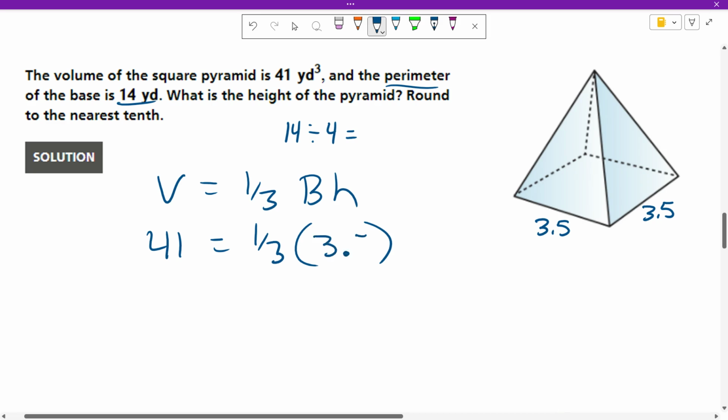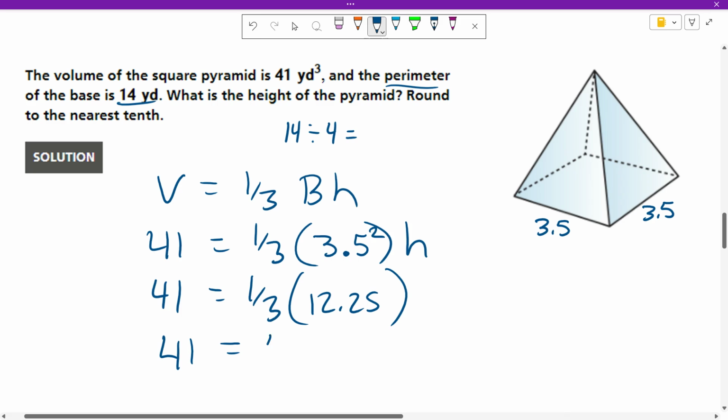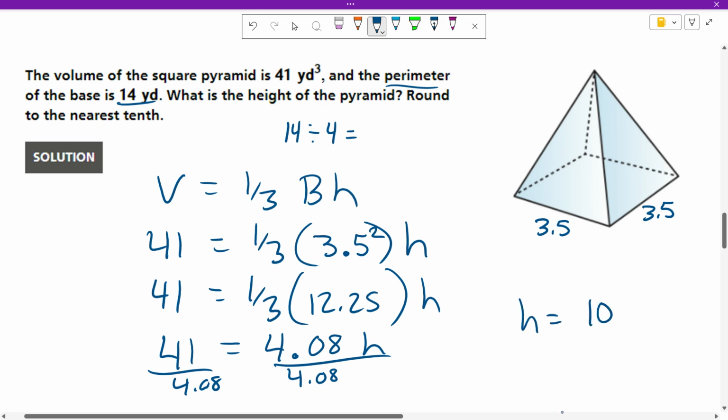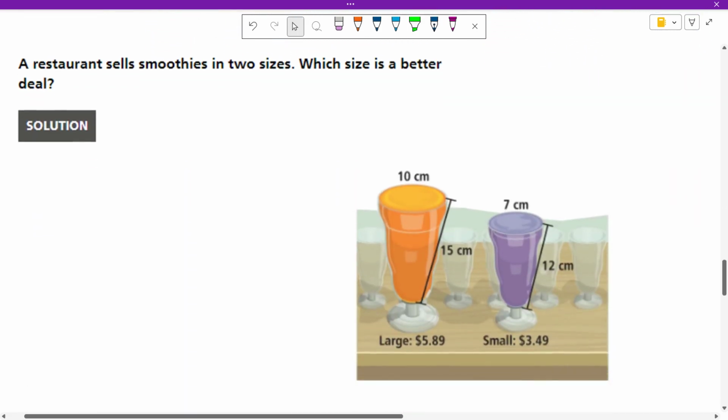No, that's the perimeter. 3.5 times 3.5. 3.5 squared. Times the height, because we're looking for the height. What's 3.5 squared? 12.25. Divide that by 3. 4.08. Divide by 4.08 on each side. Basically, the height is about 10 yards, right? Really close to 10 yards.